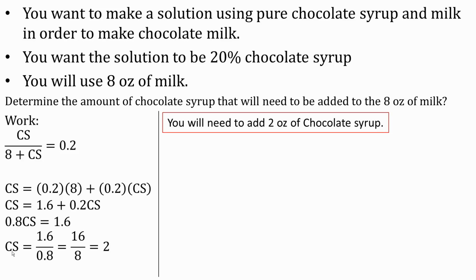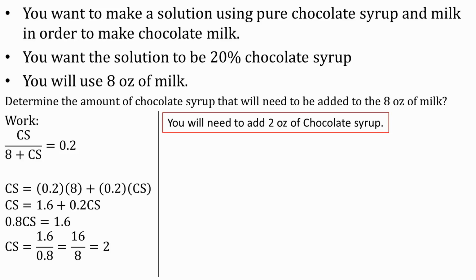And so now we isolate chocolate syrup. So that's going to equal 1.6 divided by 0.8. And you could say multiply numerator and denominator by 10 and you would get 16 divided by 8. And so you have 2. And so we need to add 2 ounces of chocolate syrup.